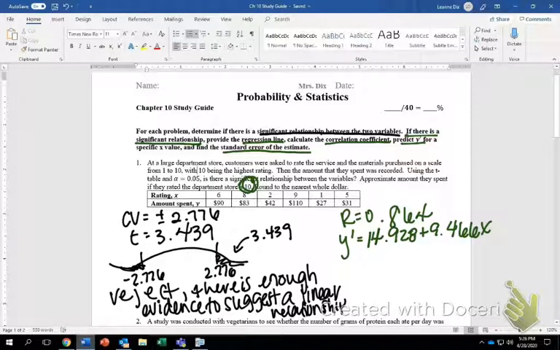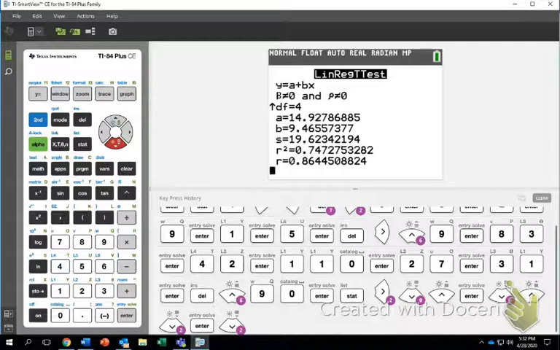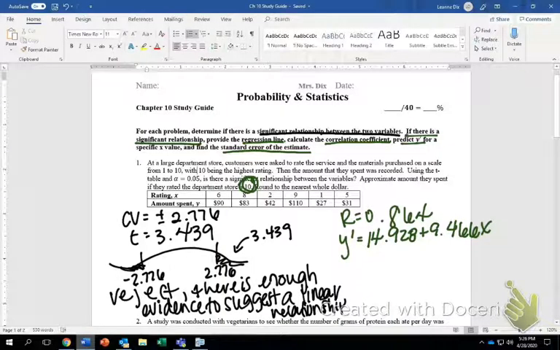So I'm going to go back to the calculator, and I'm going to look for my S value. My S value is right here, 19.623. Notice how everything is being rounded to 3 decimals. Now that I'm done with that, I can plug in my 10 into my regression line to figure out how much a customer would spend if they rated the department store a 10.